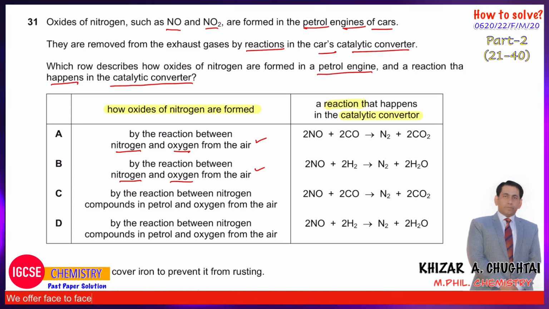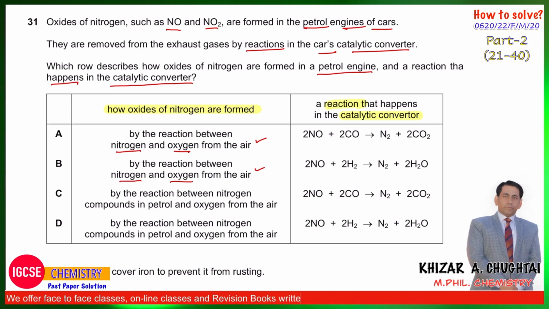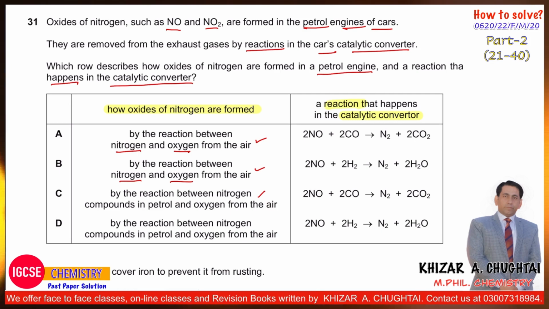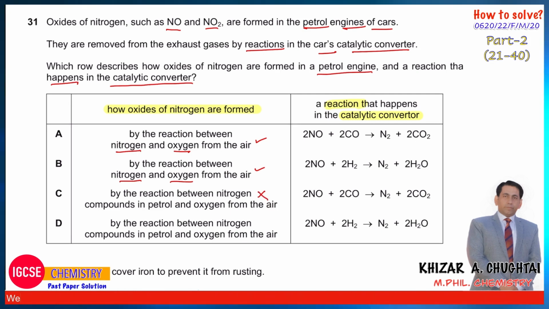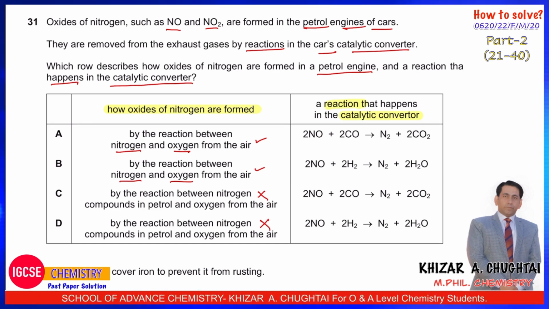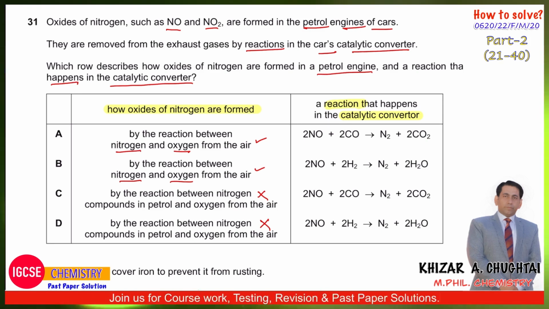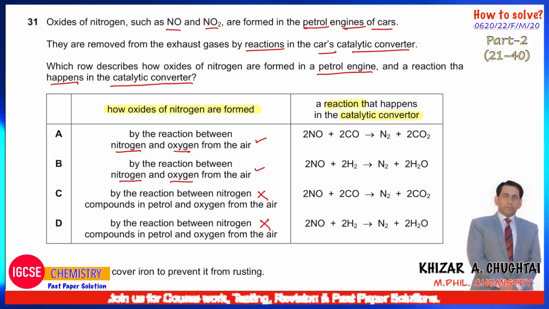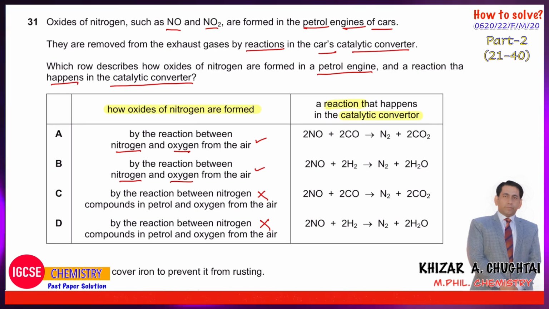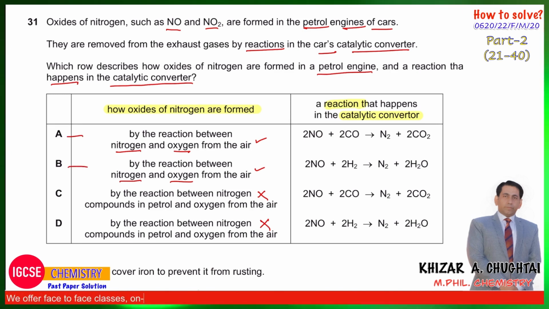C, the reaction between nitrogen compound in petrol and oxygen from the air. No, it's not correct. And D is also incorrect. I mean, the basic source of the nitrogen is air, and oxygen is also from air. Due to the high temperature of the engine, at that particular space the temperature is very high. That is quite sufficient to break the nitrogen triple bond. So either A or B may be the correct option.